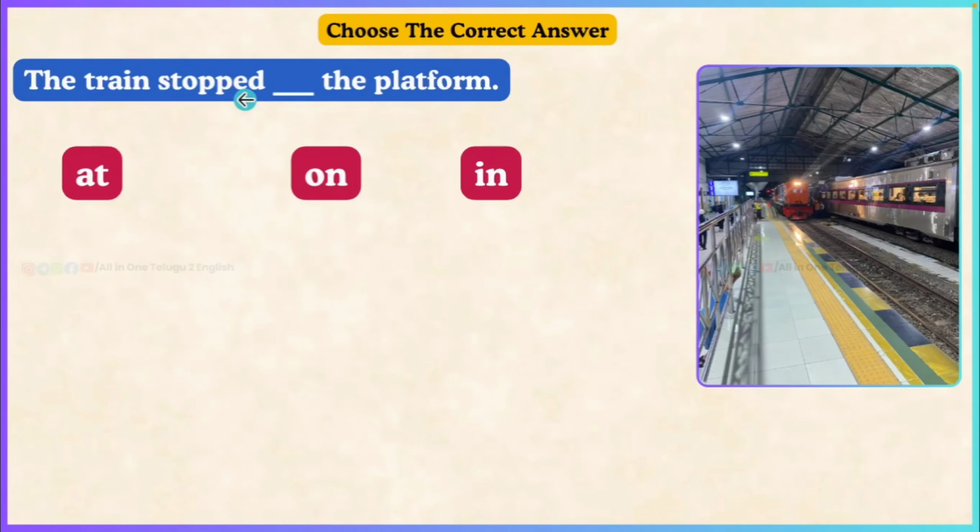The train stopped at the platform. The train stopped on the platform. The train stopped in the platform. Platform is a location or stop. So, comment the correct preposition. The train stopped dash the platform.